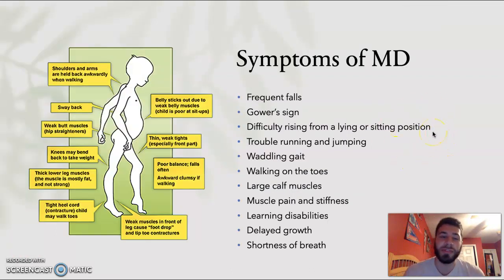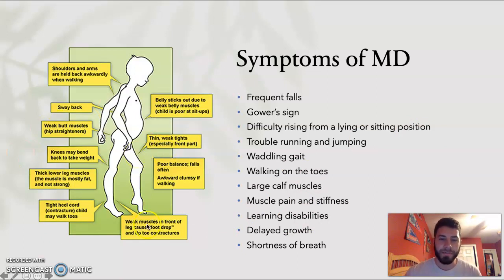Okay, so here are some of the symptoms of muscular dystrophy. This image does a really good job at showing the body type of a person with muscular dystrophy. If you look at some of the pointers here, one of them is sway back, and you can see how the back is kind of arched. It shows where the muscle weaknesses will be. If you look at the knees, the legs, the feet, you can see where the weaknesses are from this image.